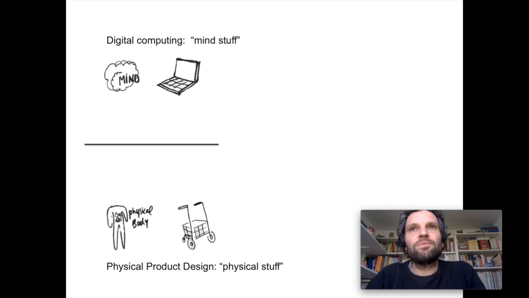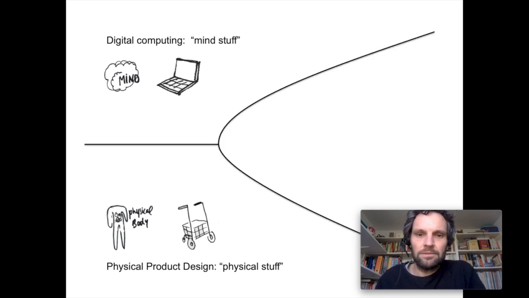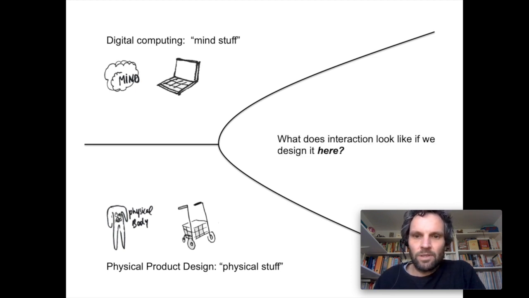Now, my question is, if you think about human beings more as those integrated systems that are both body and mind at the same time, not split, but one fully embodied system, can we design for that? So can we sort of open up this split between mind and body and look what's inside of that? What does interaction design look like if we design it here?